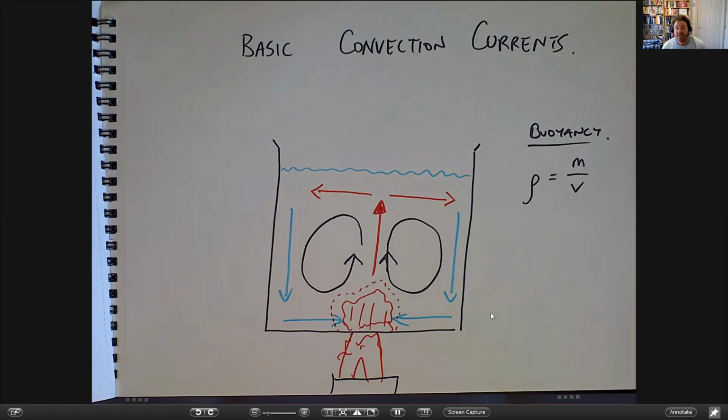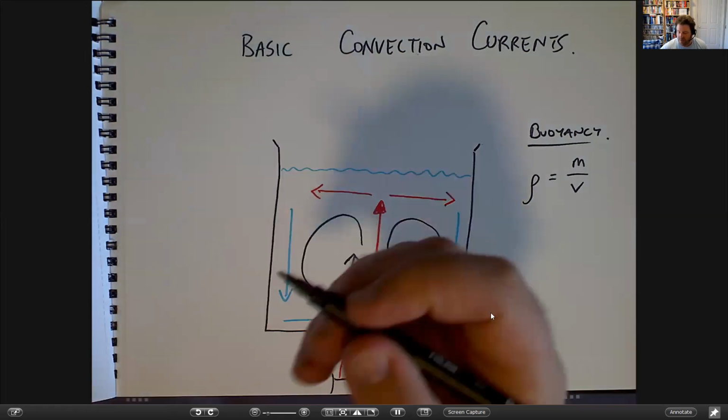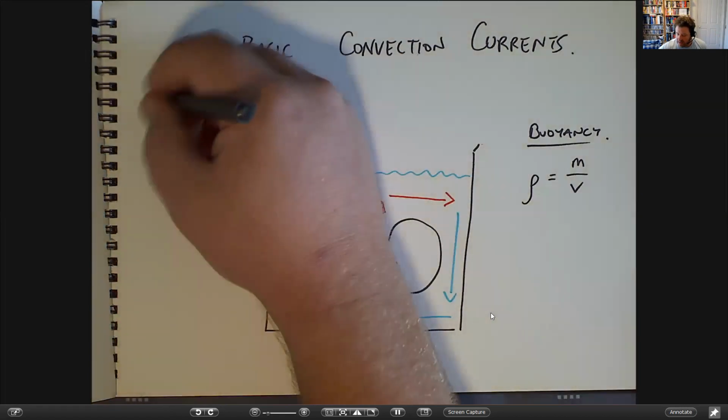Okay, so that's the basics of a convection current. That's one of the three different ways that temperature can be dispersed. So temperature can flow between materials. The two that we've thought about so far are conduction.